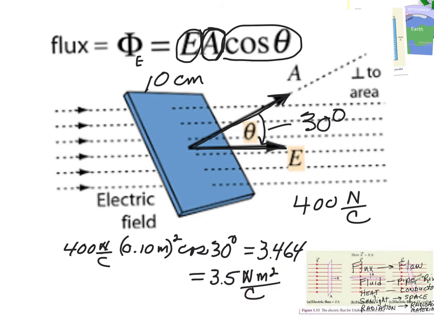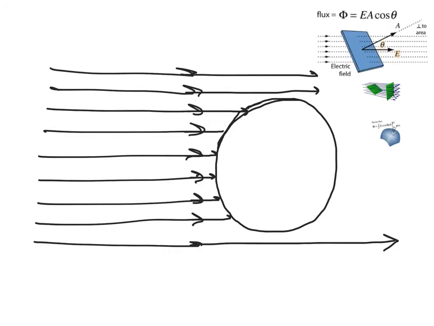So that's how we calculate electric flux for a simple situation where the field is uniform and the area element is flat, and so the angle is constant. In some cases, it won't be so simple. Okay, this looks like the sunlight hitting the earth, but we could think of it as a uniform electric field passing onto a spherical conductor.